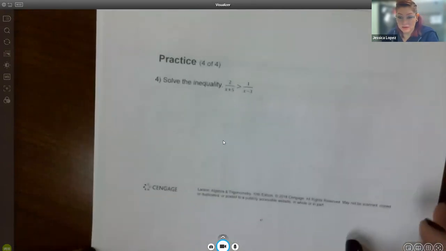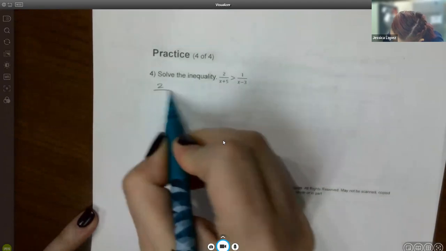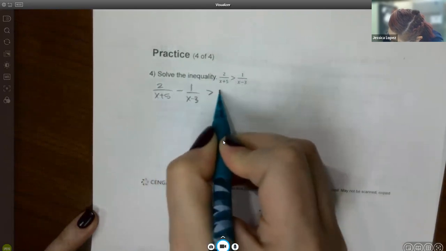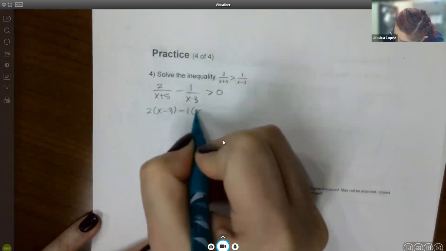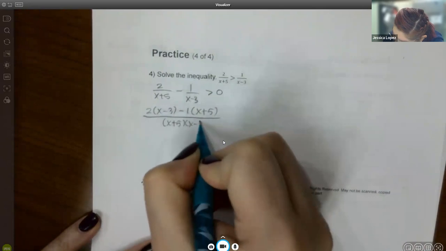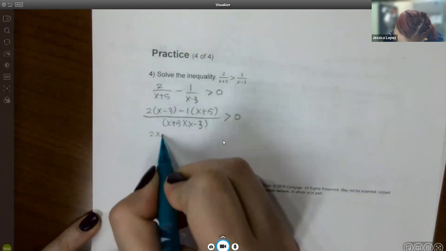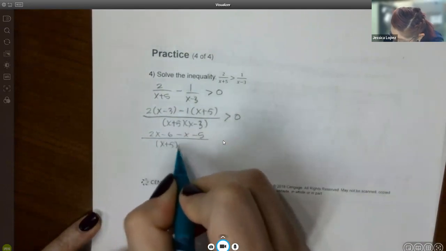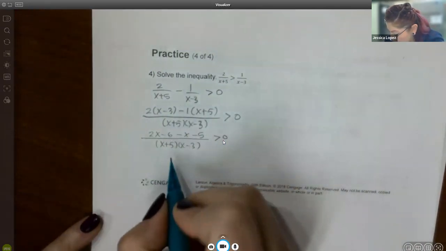And then finally, our last problem. So notice that it's still not equal to 0. So I'm going to minus that fraction over. Now I have the 0. And then I'm going to use that basic rule to get the common denominator. So I get 2x minus 6 minus x minus 5. And then these guys, just leave them factored. That way it's easy to solve for the key numbers.